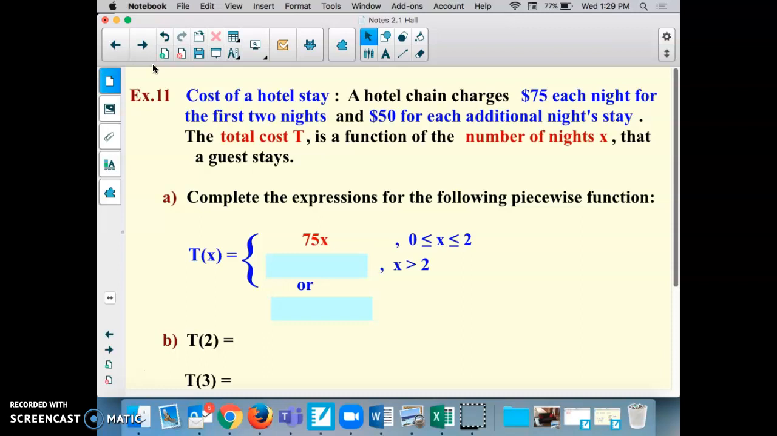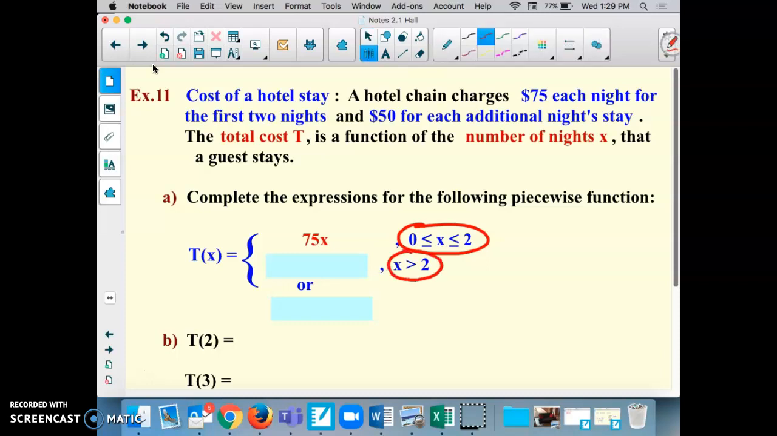All right, so the first one is just 75 times X if you stay between 0 to 2 nights. You stay 2 nights, you stay $75 per night. But if you stay more than 2 nights, that's where X is greater than 2. You stay more than 2 nights, well, now you say, okay, if you stay 3 nights, first you got to pay the 2 nights first. That's what the 150 comes from. That's the first 2 nights. And then you pay each additional $50 per night over 2.